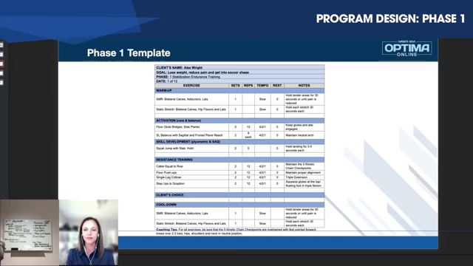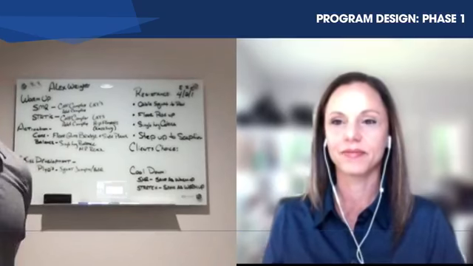Okay, so we have this nice new space down there, that nice new block in our template called Client's Choice. What do we want to do? What do we do in that section? It's right in the title. But what would you have your clients do in this phase?